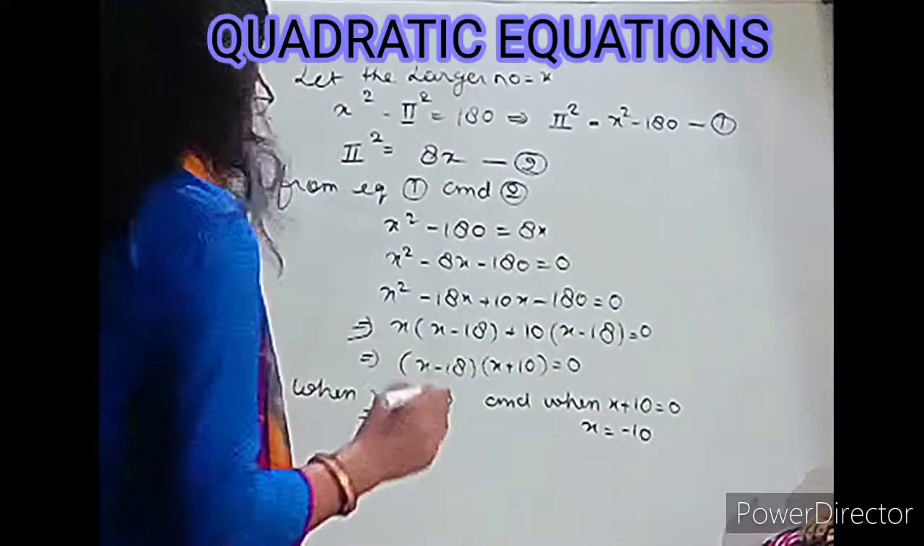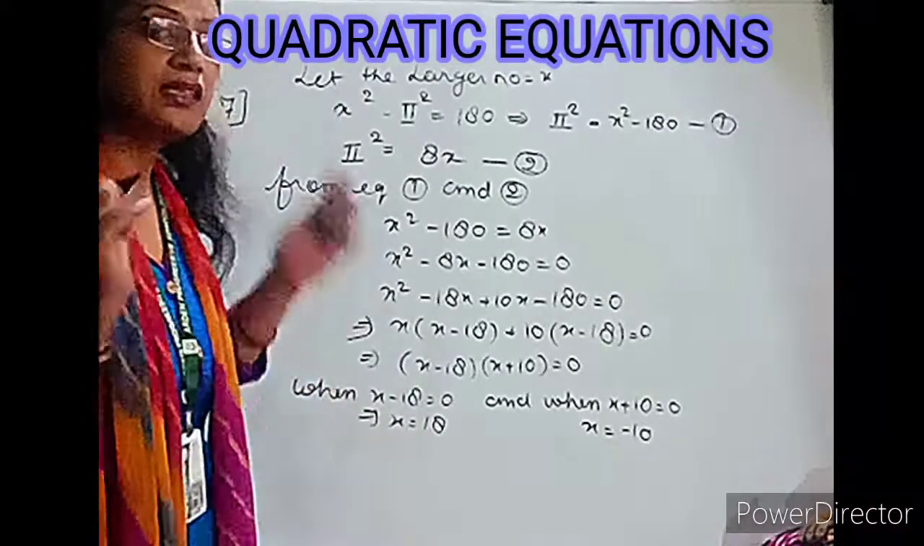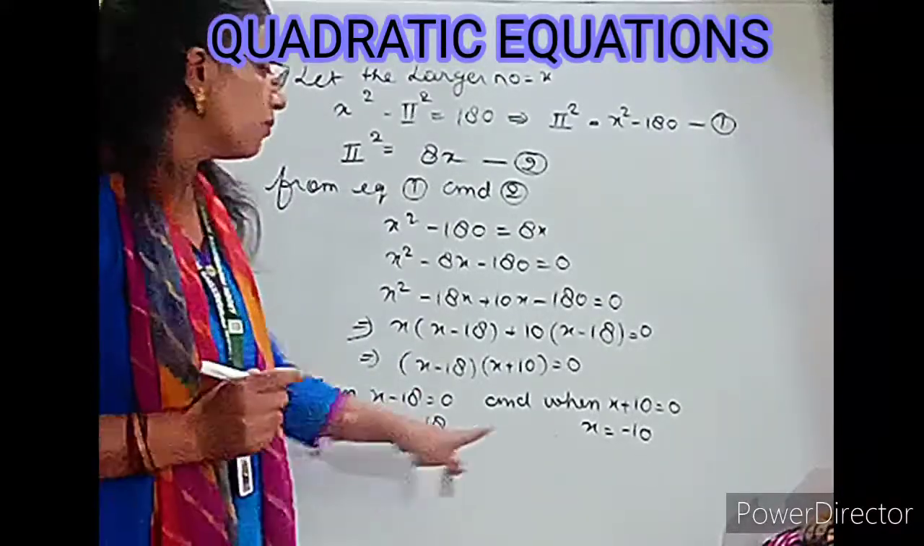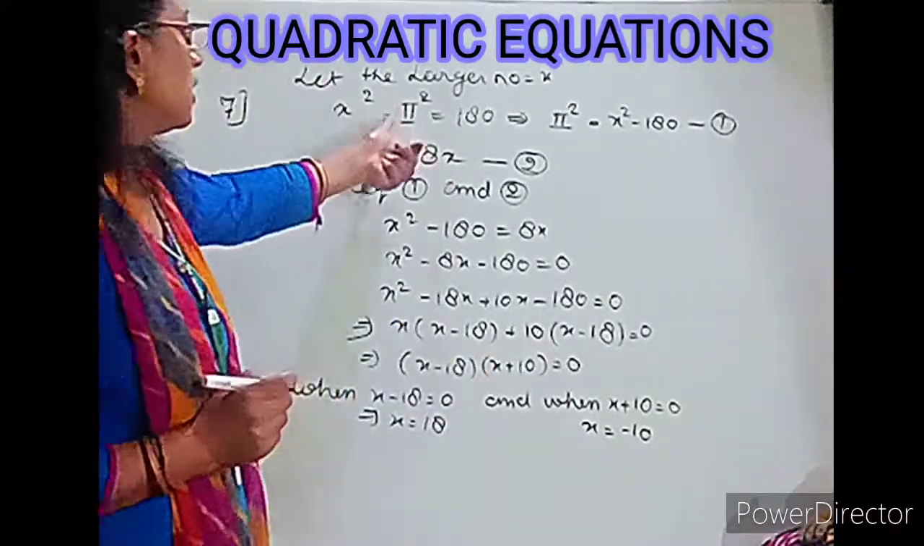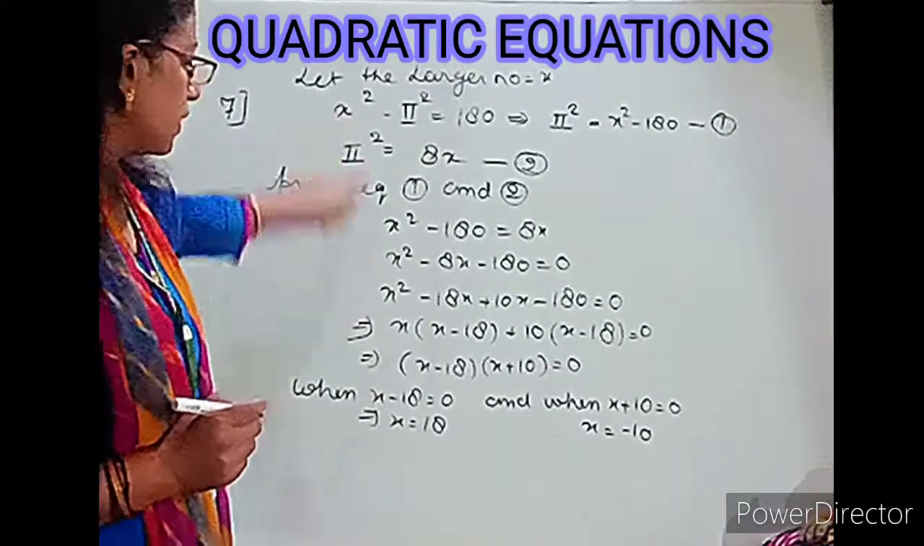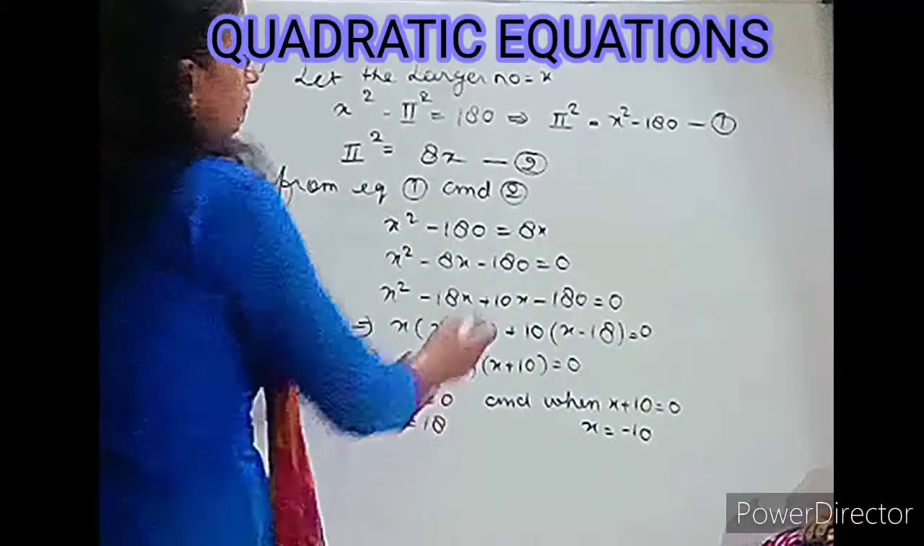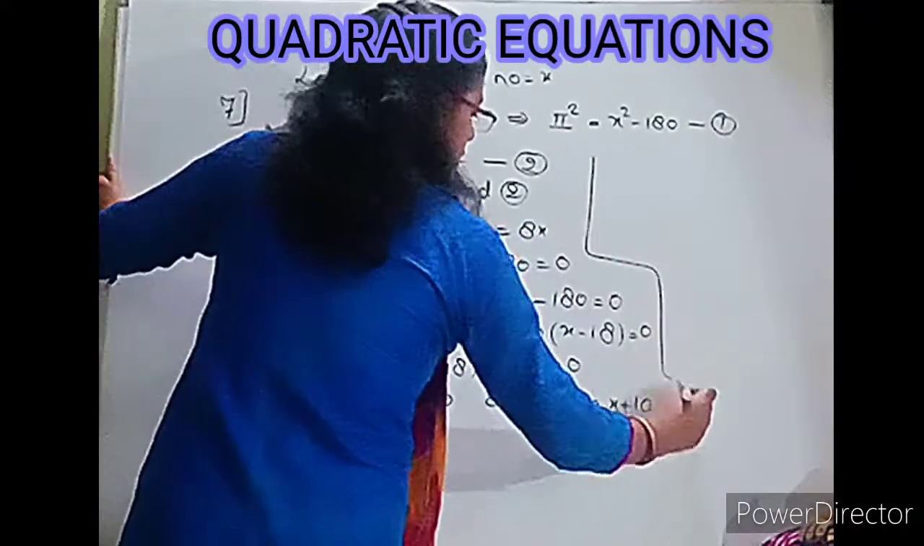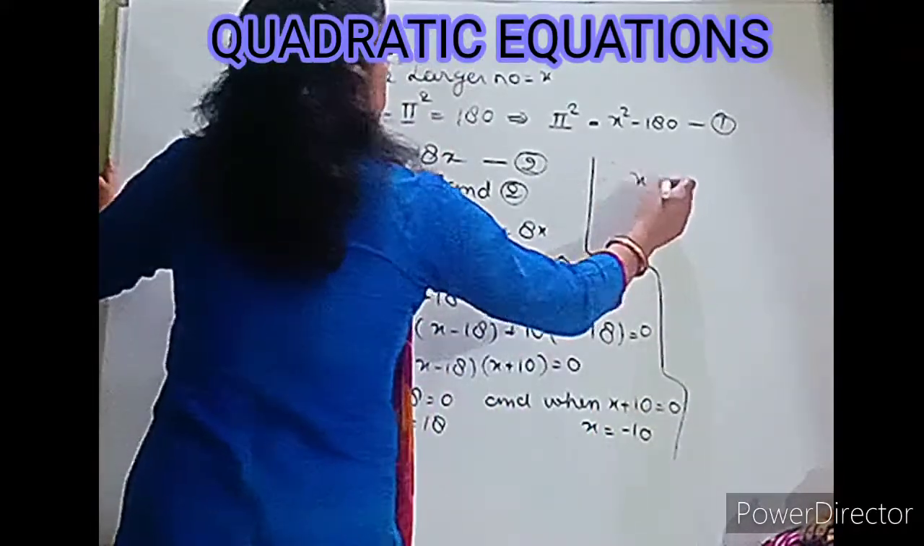What is x? x is the larger number. So the number cannot be negative. Okay, the number here will not be negative. Because we are taking the square, we are taking 18. So therefore x equals 18.